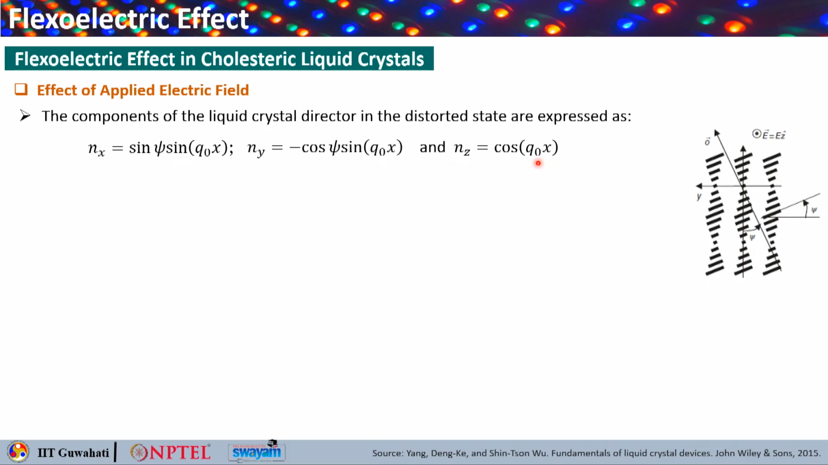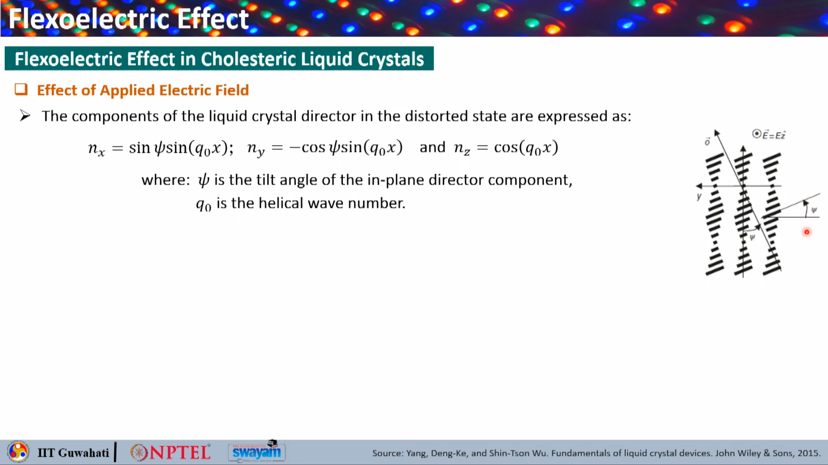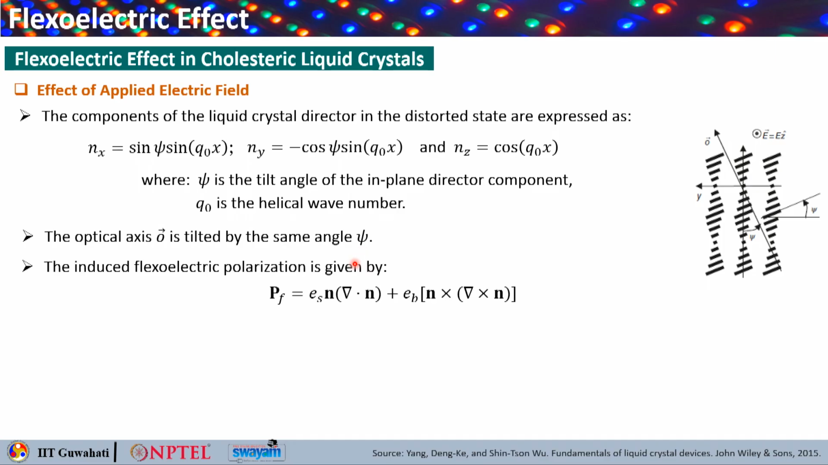Now, what are these quantities? You need to understand that psi tells you about the tilt angle of the in-plane director component. Earlier it was flat, now it has become like this. This angle is psi, and q0 is the helical wave number. Because of this orientation, the optic axis, which was earlier along this director, also gets tilted by the same angle. The optic axis, earlier this one, has now tilted to this. That tilt is again by the same angle psi.